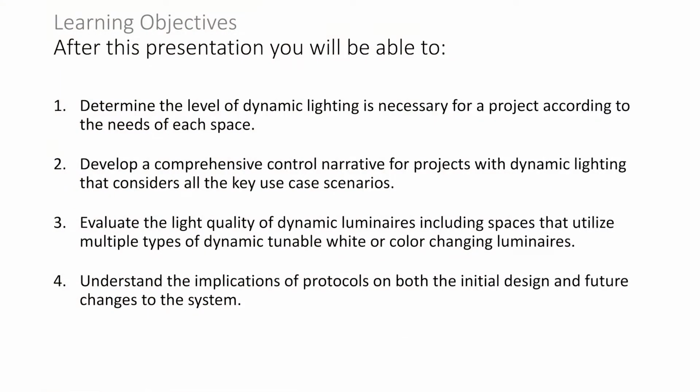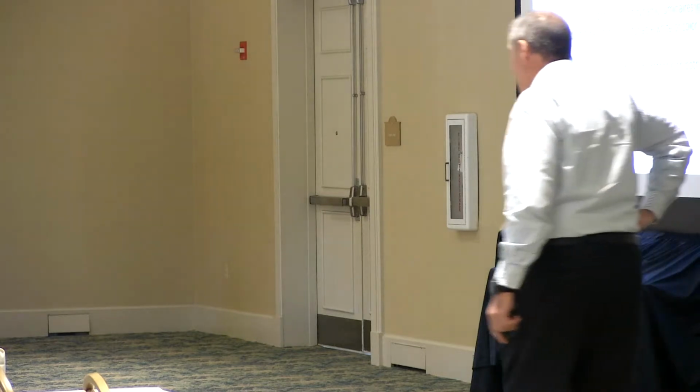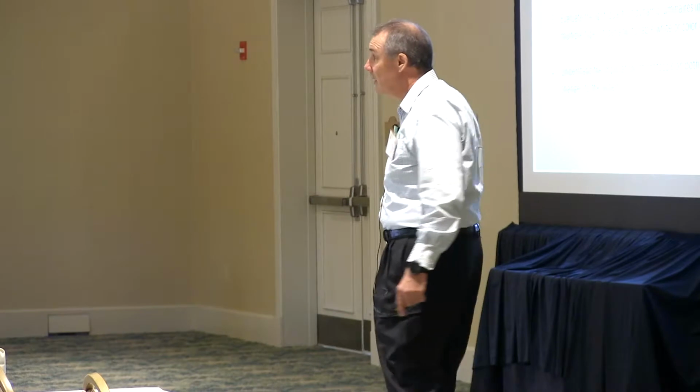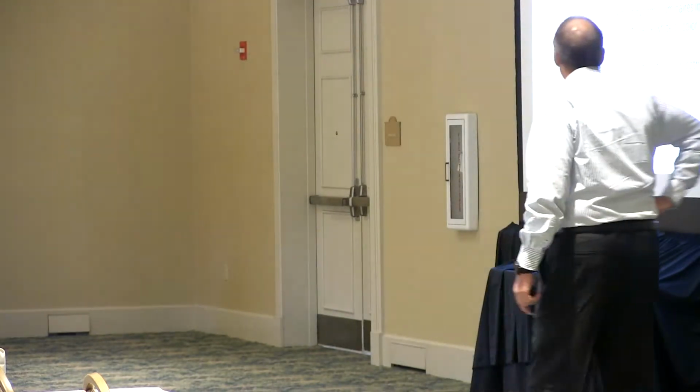What we're going to talk about is the levels of dynamic lighting control for different applications. We're going to develop a narrative, or a sequence of operation, on how the space might be used with dynamic lighting control. We're all used to switching and dimming today, and that's pretty easy. But now when you're going to be changing color as well as intensity, it gets a little bit more complicated.